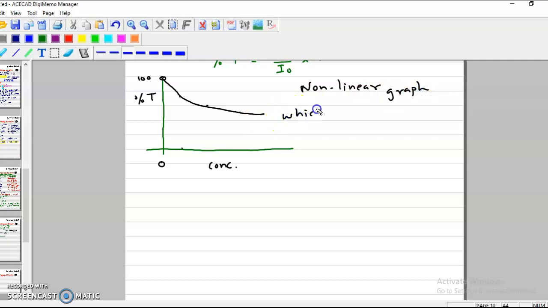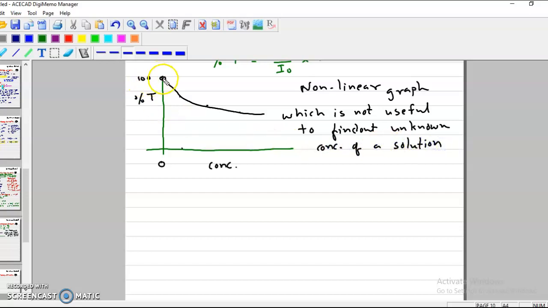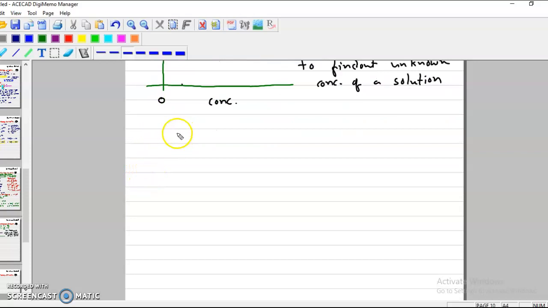which is not useful to find out the unknown concentration of a solution. Why? Because it may not fall on this line. That is why it is necessary to take a different kind of graph. This is not useful in fact. So let us see what we can do with this.